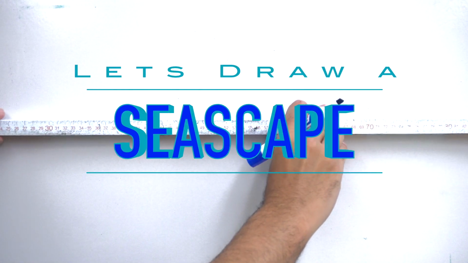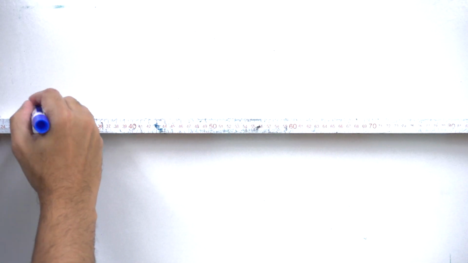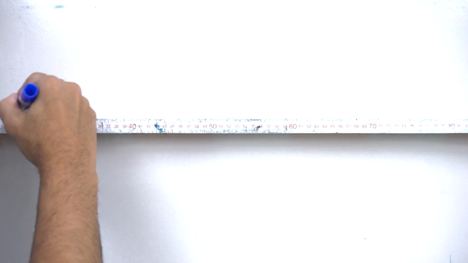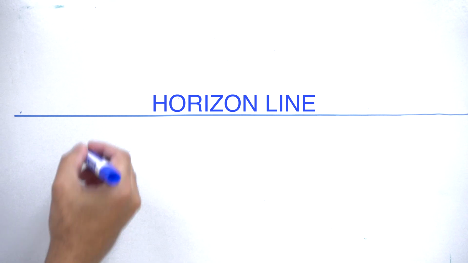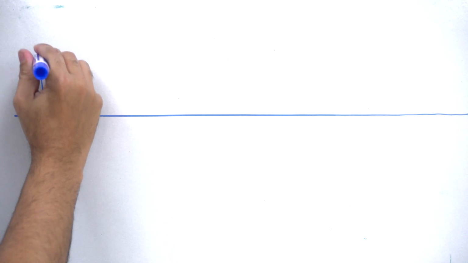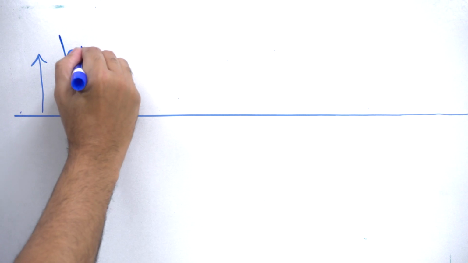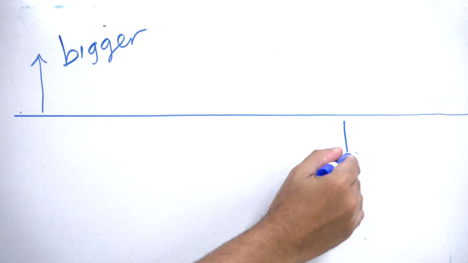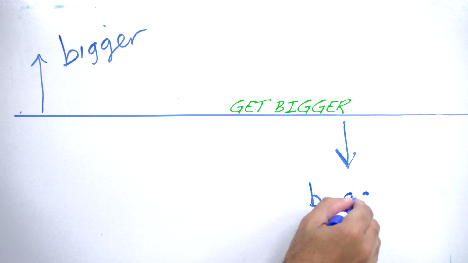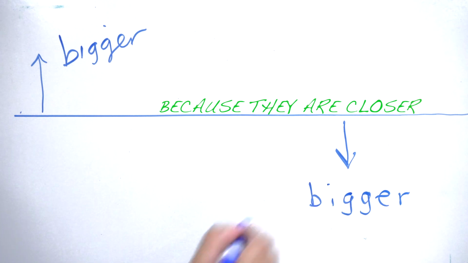Let's draw a seascape. Alright, we're going to start with the horizon line. That's the line that divides the sky with the surface. In this case, the surface is the water. Now you have to remember that objects that go away from the horizon line get bigger because they're closer.